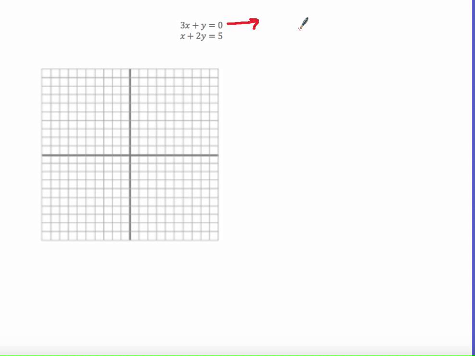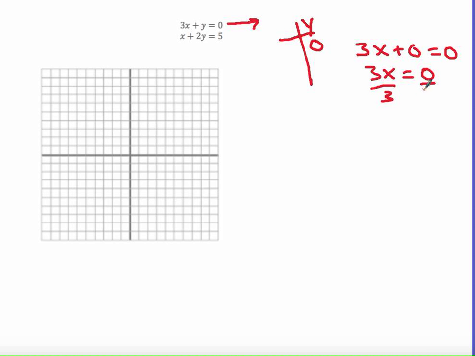The x-intercept is when y is equal to 0. So when y is equal to 0, we get 3x plus 0 equals 0. So we have 3x equals 0. Divide both sides by 3, and we get x equals 0. So the origin, or the point (0, 0), is one of the points on that graph.